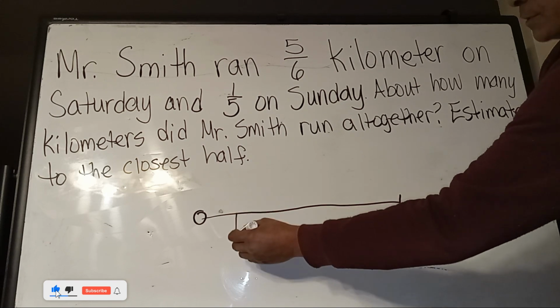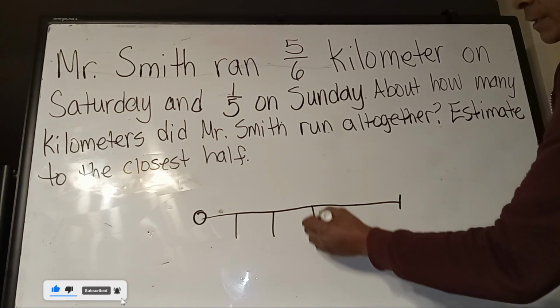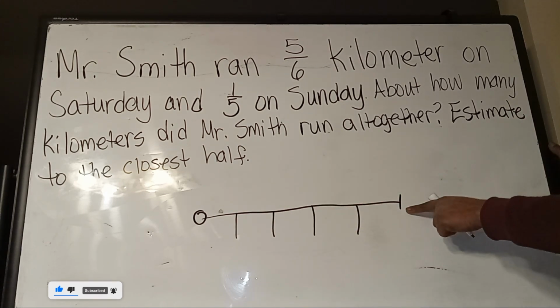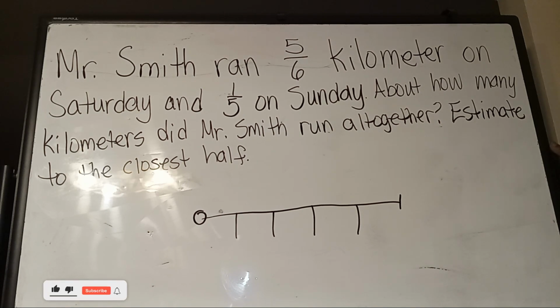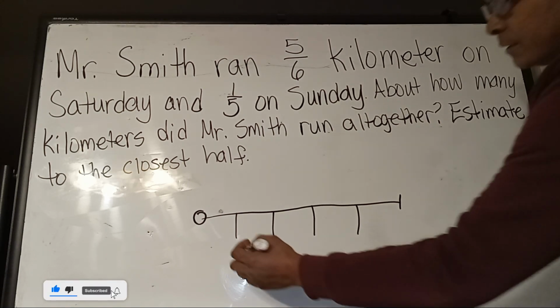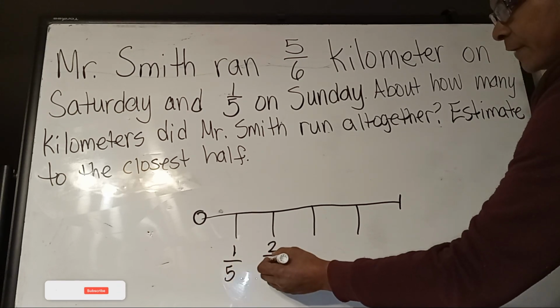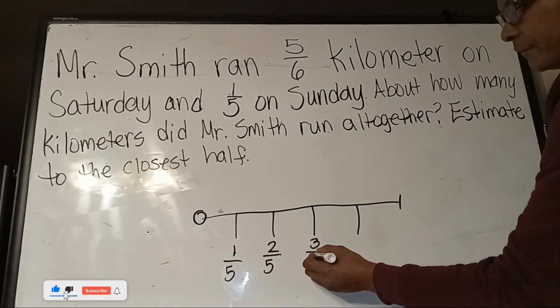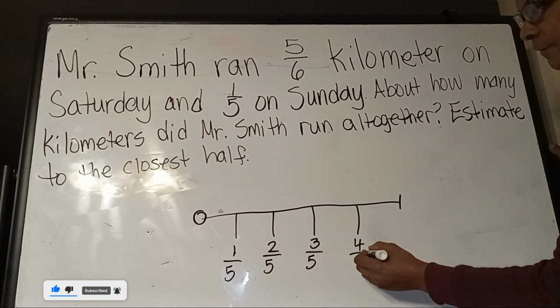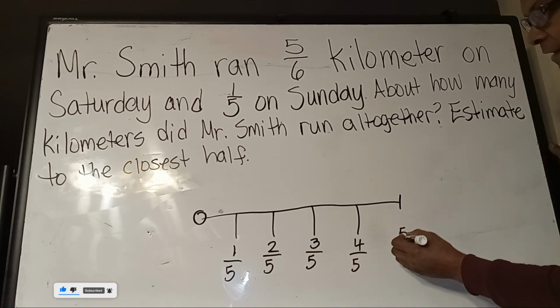So we're going to label those: 1, 2, 3, 4, and 5 will be where our whole mark is. When we label them, it'll be 1 over 5, 2 over 5, 3 over 5, 4 over 5, and 5 over 5.